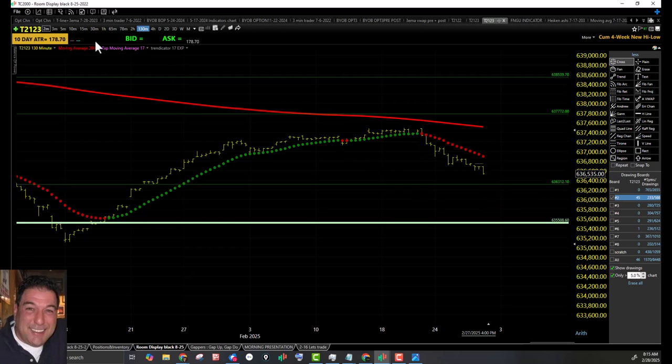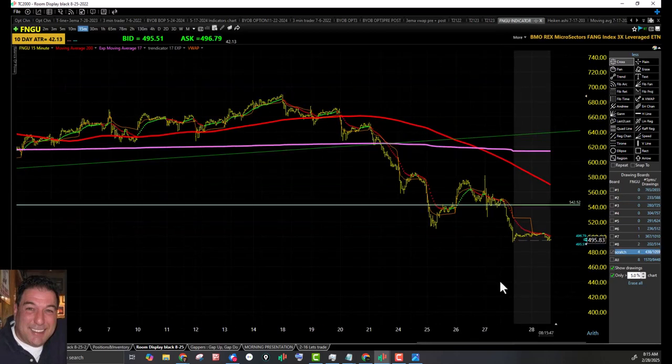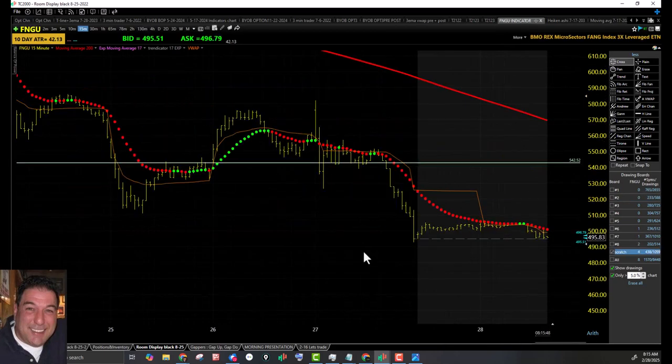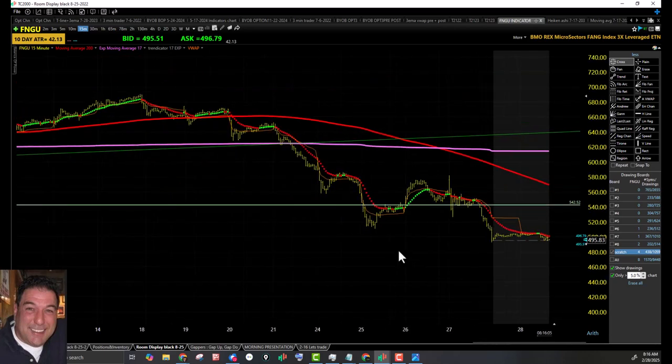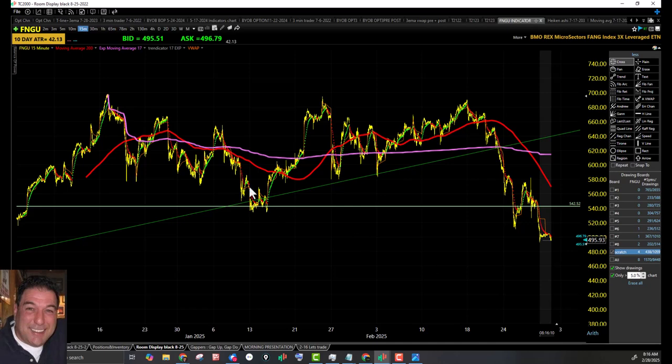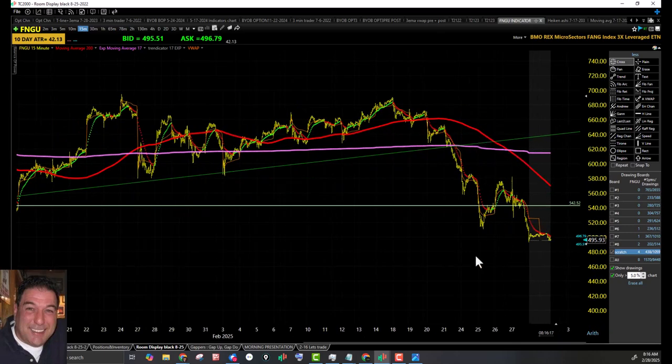There's T2123. FNGU, you can see price action for FNGU yesterday. They got up high, couldn't hold the higher ground. Notice that. Came back down, bear flagged out, and then had a fall out of bed situation where they went to make lower lows all the way down here. Still caught underneath this falling 200 SMA and still underneath this all-time high anchored VWAP. That's the pink line. The 200 SMA is the red line right through here.